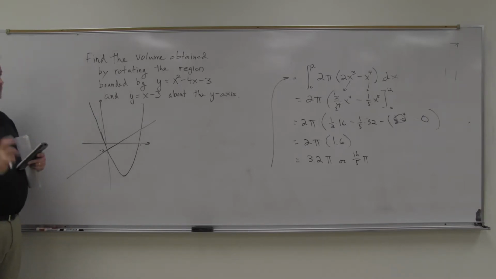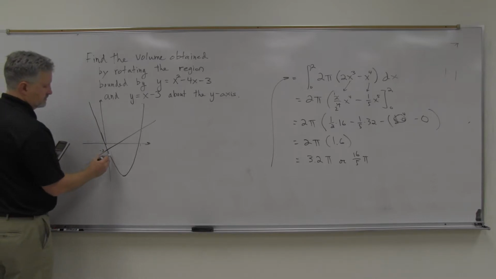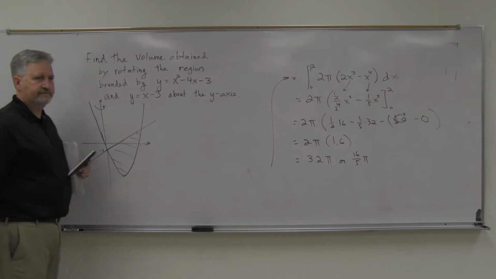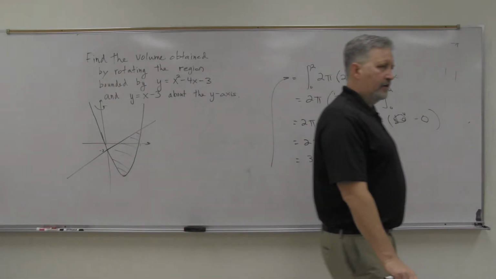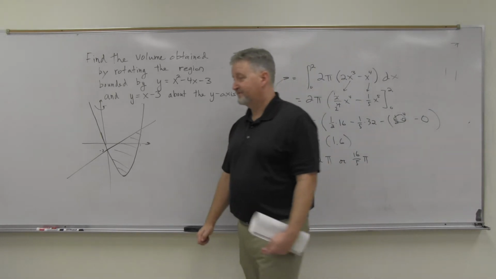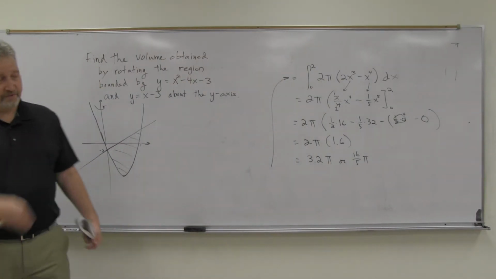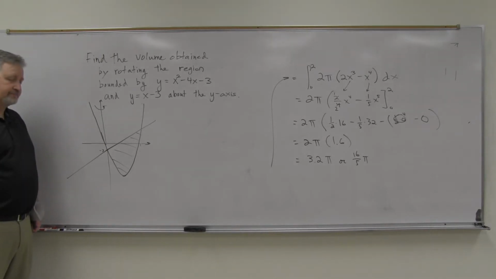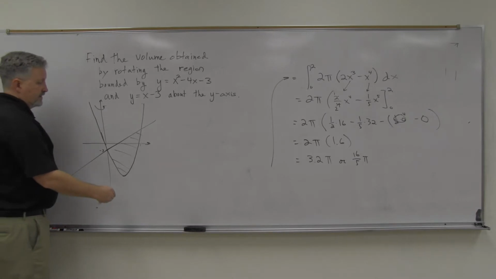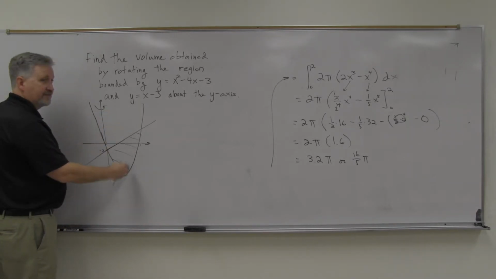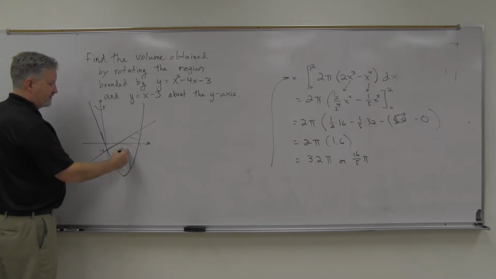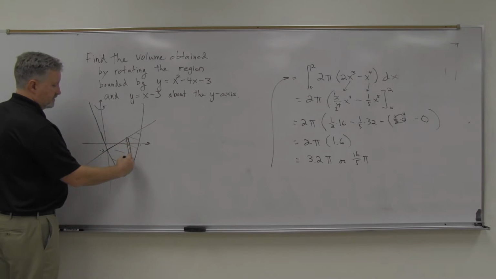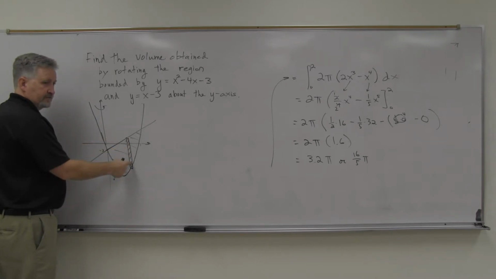So I want to take the region bounded by those two and rotate it about the y-axis. Okay, let's start with which way we want to integrate this. Draw the typical rectangle in here. Again, my contention is the typical rectangle I want is this way, because that way I'm just going from this one down to this one.